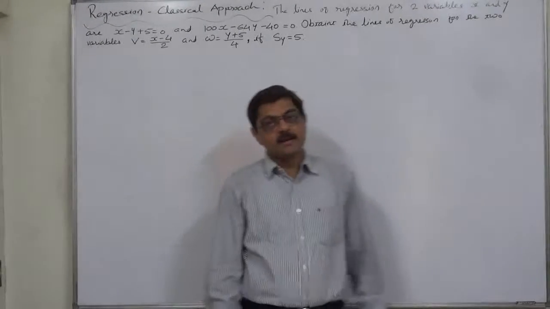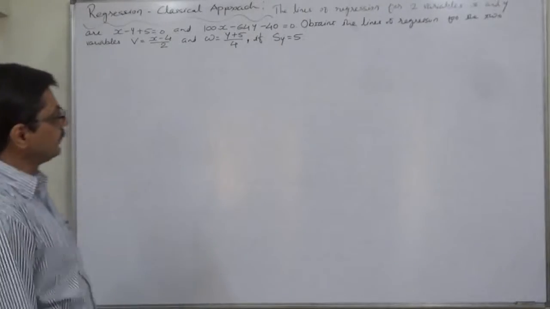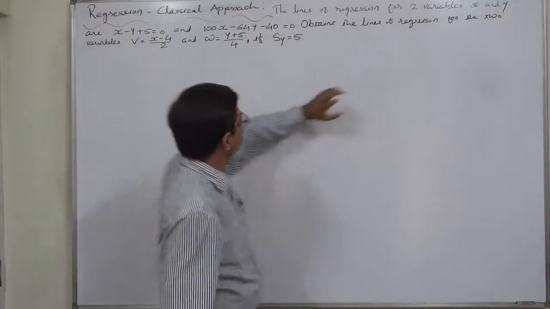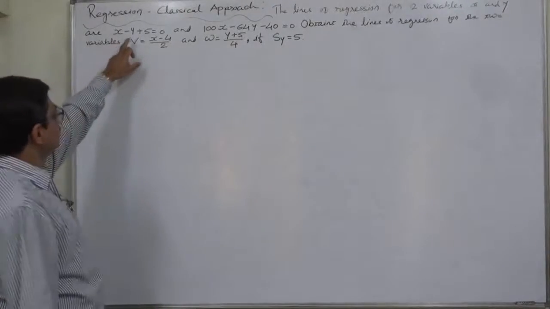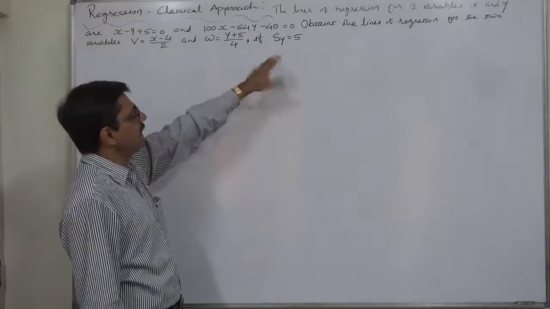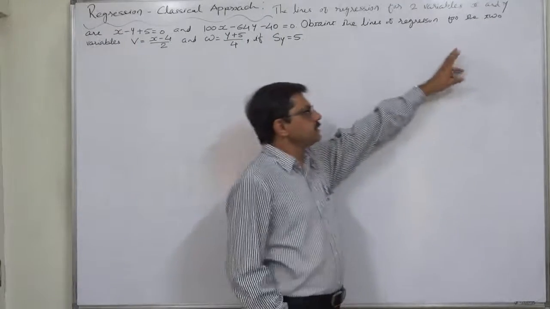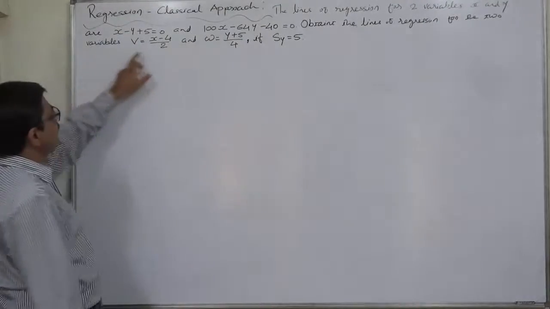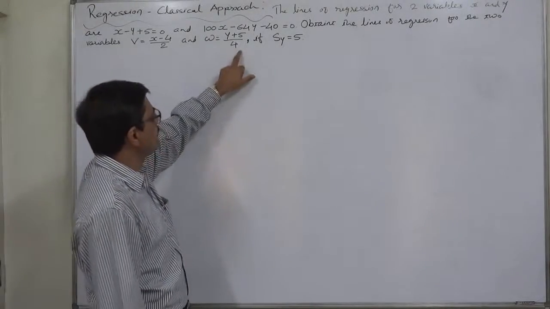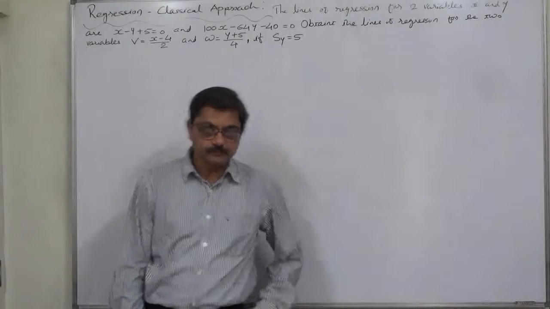Hello and Namaskar. One more case in regression, or linear regression classical approach. The lines of regression for two variables x and y are x minus y plus 5 equals 0 and 100x minus 64y minus 40 equals 0. Obtain the lines of regression for the two variables v equals (x minus 4) by 2 and w equals (y plus 5) by 4, if standard deviation of y is 5.